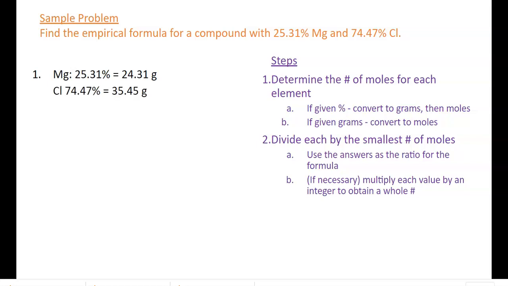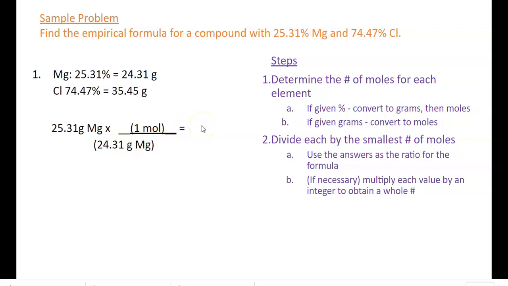It's 74.47%, and it has a molar mass of 35.45 grams. Okay, and you're going to literally just take your percent sign up here, and you make it grams, and you're going to multiply it by 1 mole, okay, and divide it by its molar mass. And we know this because you could do a fraction chart to do the same thing.